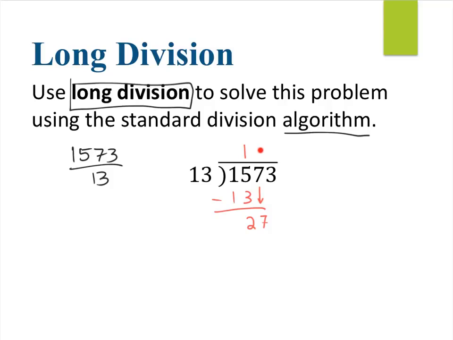Oh, that's close, but just under. So I put a 2 up there, and I'm going to do this in blue. 2 times 13 is 26. Then I subtract. I'm left with 1. The 3 comes down. And my last step, what times 13 is 13? 1 times 13 is 13. When I'm done, I have 0, so this is a remainder of 0.